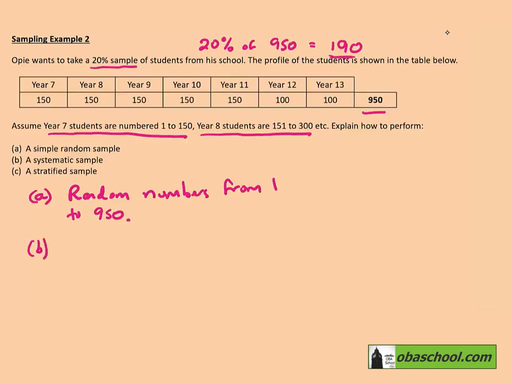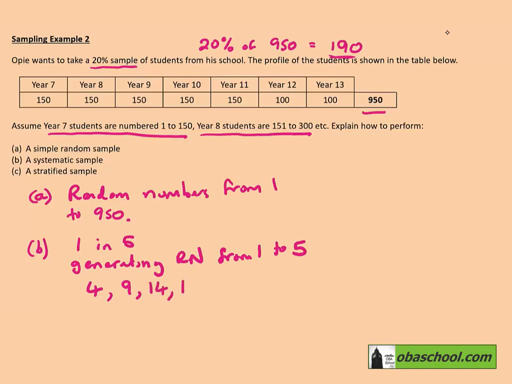Now, for a systematic sample, if we want 20%, that's 1 in 5 students. So you're going to start by generating a random number from 1 to 5. Let's suppose that number is 4. Since we want 1 in 5 students, we're going to want every 5th student from number 4. So we're going to want student 9, student 14, student 19, and so on.